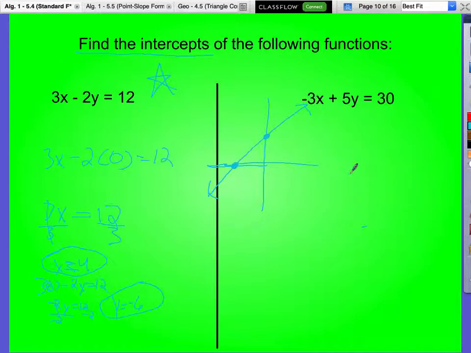The other thing is we have to plug them in separately. So we can't plug them both in at the same time. We can't say x and y are both 0 at the same time. We have to say x is 0, so we found our y-intercept, and then y is 0, so we found our x-intercept. Separate cases. Questions on this?